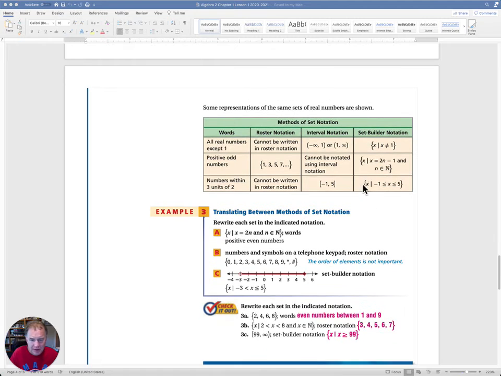Here we have the set of all x. This is this last example, set builder, such that x is greater than or equal to -1 and x is less than or equal to 5. This takes getting used to. Don't panic. You'll see it a lot. You'll get used to it.